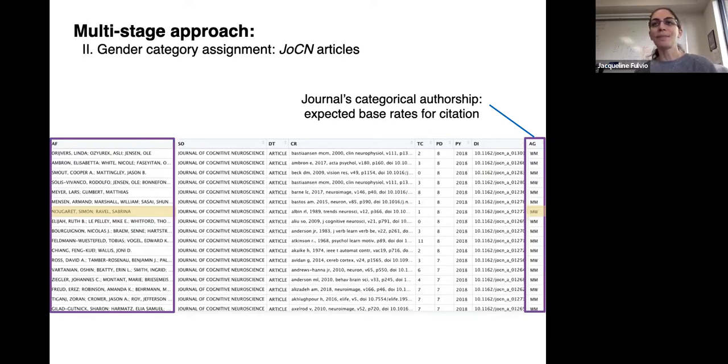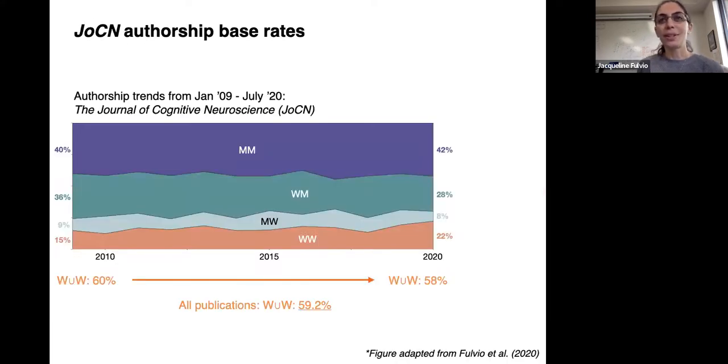So now this column allowed us to derive our expected base rate. So the idea is that these are our population of authors in the field. We're using this as a proxy for what the field looks like. And so if citations are equitable and matching the rates in the field, then they should match the rates of MM, MW, and so on that we're seeing in the journal. Okay, so these are our base rates. We were able to determine them for each year from 2009 to 2020, and that gave rise to the plot that we saw just moments ago.